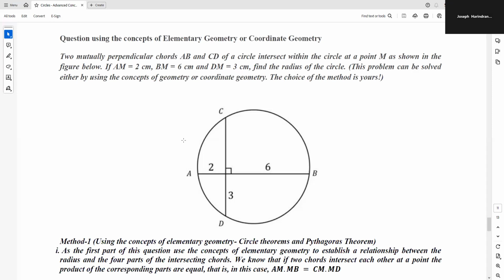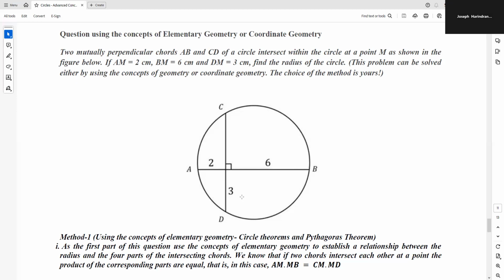Of course, it is quite easy to visualize this. We can name the point of intersection M here. Point M, as shown in the figure, is given, but it is not marked here, so we can mark it as M. So we can find the missing segment, CM, this part. We use that AM into MB is equal to CM into MD.